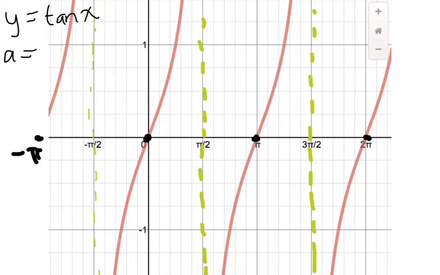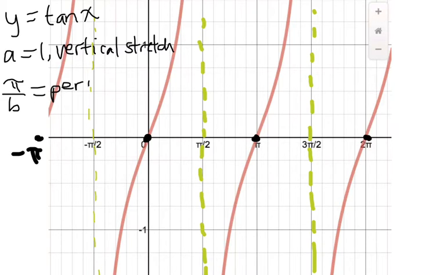Our a value is 1, but that's vertical stretch. So if a was bigger than 1, then this curve here would be steeper. Yeah, it would be steeper this way and sort of steeper that way. Our b value still talks about the period. So in this case, pi divided by b is going to give us the period.